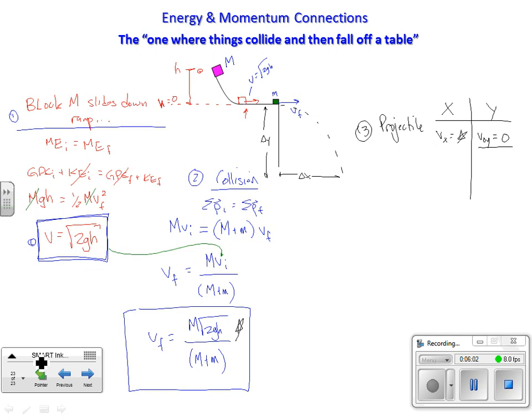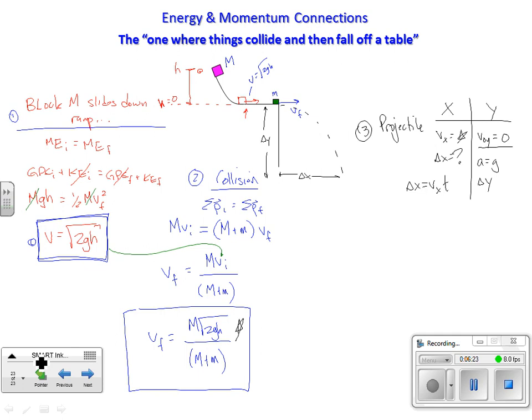Okay? We also know that a is g. We also know that there's this delta y. Well, and we want delta x. There's only one equation we ever use in the horizontal direction, and it's delta x is Vx times t. If you don't know why, go back and look.